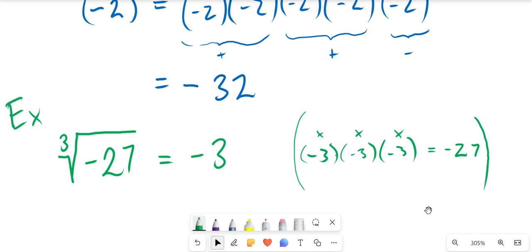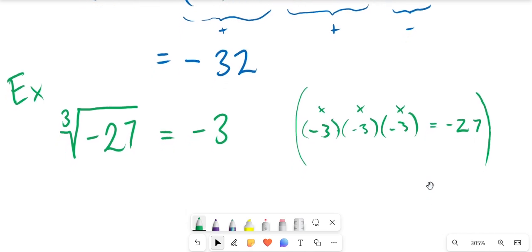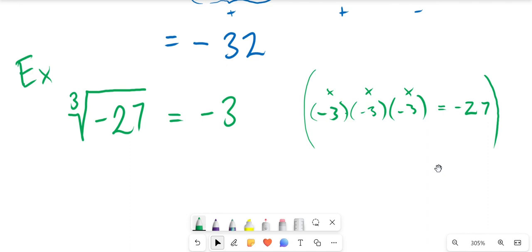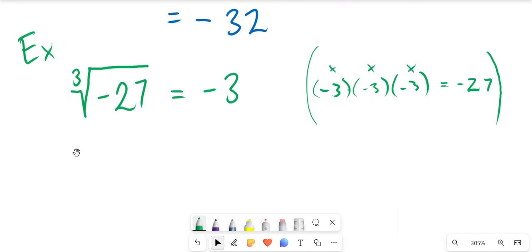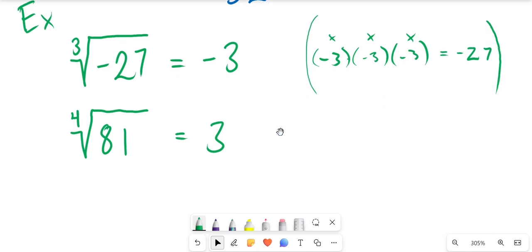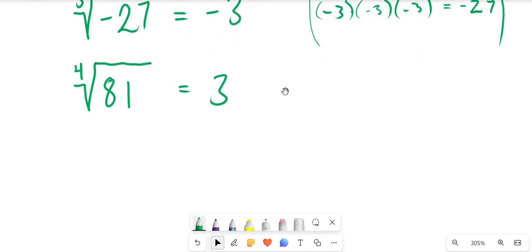So we don't have to worry about principal roots. We don't have to worry about which should I take, the positive, the negative, right? It'll be negative with an odd radical if it's negative in the argument. And on the other hand, if I take an even radical, like let's say 81, and I say, well, that's the fourth root, this is also 3. We'll just take the positive principal root, even though -3 is also a good answer here.